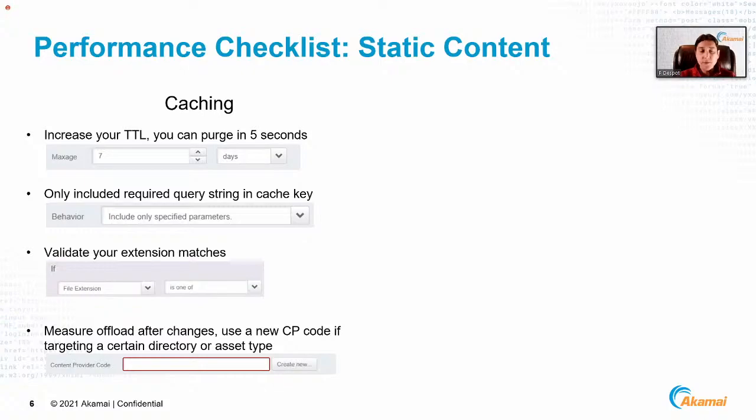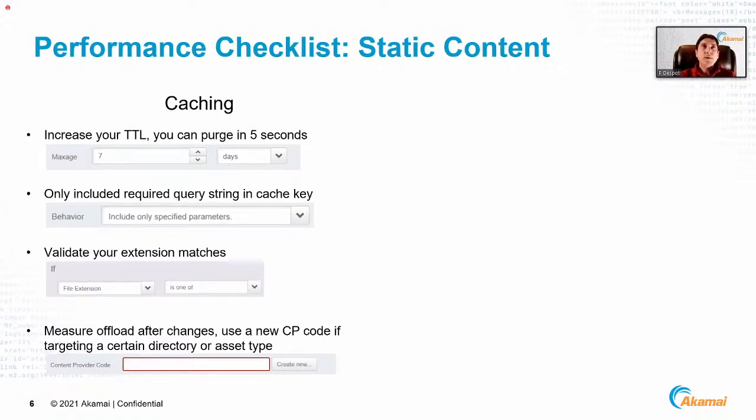So make sure if you're using anything, make sure you've got everything listed so you're not caching things that you should be. And then lastly, and you'll hear this as a constant repeat, measure. Measure your offload, measure your content types. In Akamai, you can do this by just assigning a CP code.